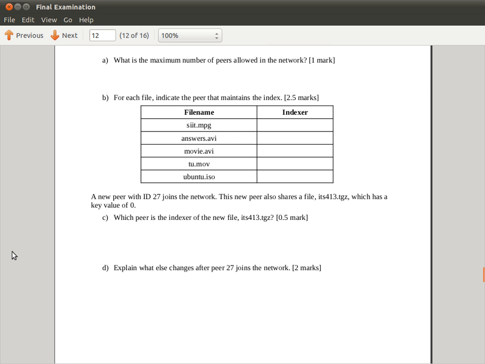Work out, given the key, which node maintains the index. We haven't called it an index here, but which node stores that key. So if the key was 7 and node 7 exists, then the indexer would be node 7. If node 7 didn't exist, then you need to know which node stores key 7.